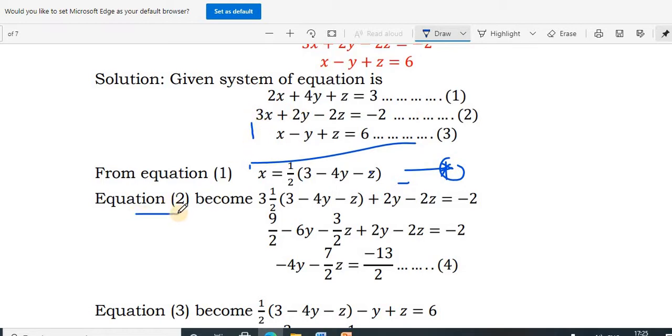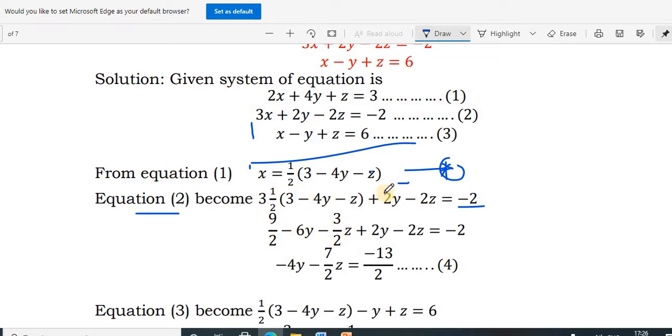So equation 2 becomes 3 times x, that is 3 into 1 by 2 times 3 minus 4y minus z, plus 2y minus 2z is equal to minus 2. I simplify this: 3 by 2 into 3 is 9 by 2, and 3 by 2 into 4 becomes 6, so minus 6y.